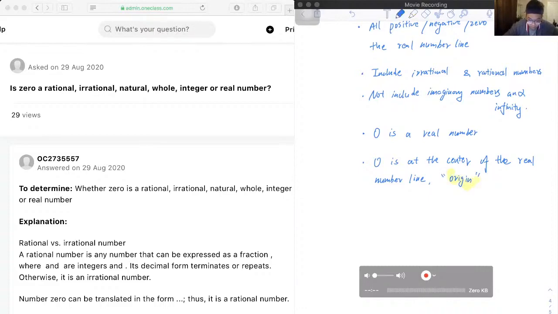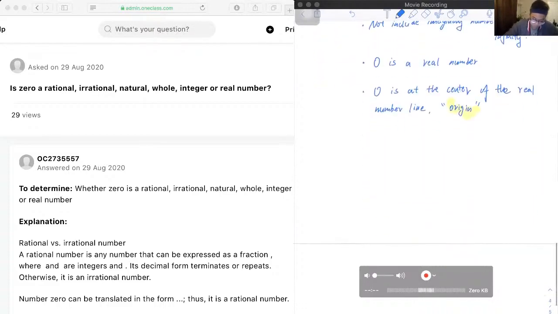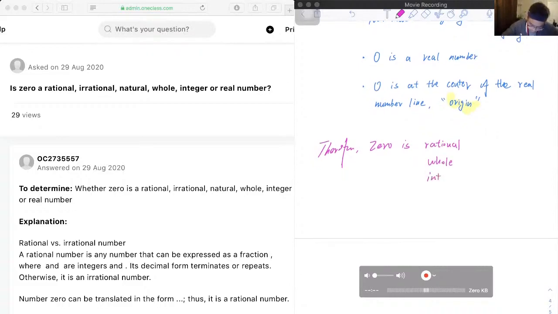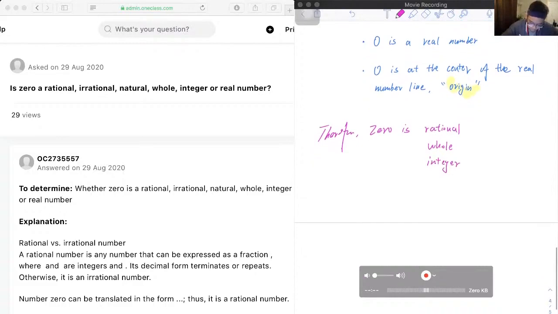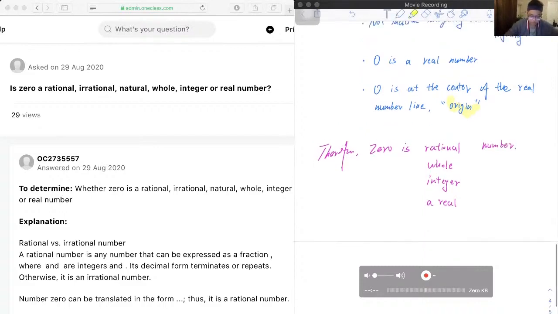So therefore we can write our conclusion. Therefore 0 is rational, 0 is a whole number, it is an integer, and it is also a real number. That is the conclusion for this question.